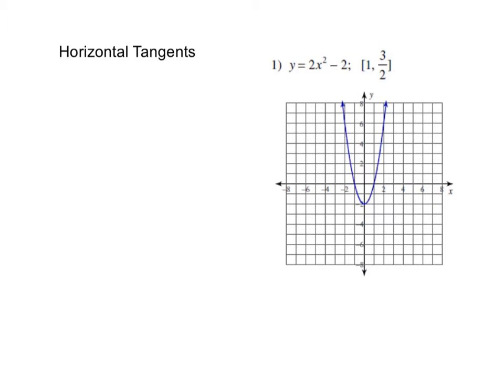You can see on this first example we have a parabola, 2x squared minus 2. We are looking at this over the interval from 1 to 3 halves. When you graph this, you can see that this is a parabola that crosses the x-axis in two places. We also see here that it is decreasing to a minimum and then increasing after.